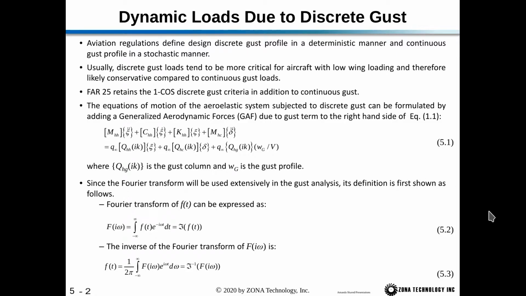Now, since the Fourier transform will be used extensively in the gust analysis, its definition is first shown as follows. First, in equation 5.2, the Fourier transform of f of t can be expressed here, where we have capital F of I omega is given by this integral. And the inverse of the Fourier transform of F of I omega is given in equation 5.3. So we can recover back the time signal f of t through this integral of F of I omega.